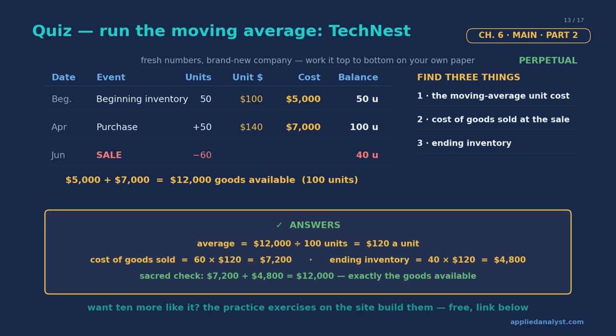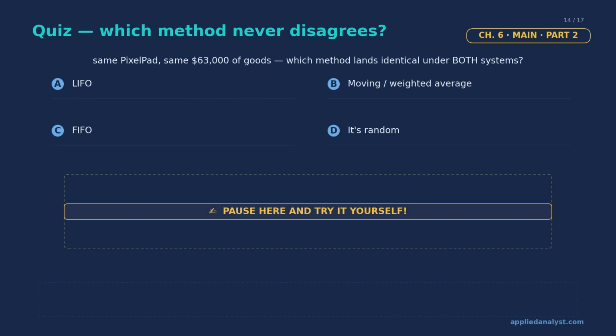Exactly your goods available. My students used to beg me to rerun one of these before every exam. It is the most reliable point on the whole paper. If you nailed all 3, you can run moving average on anything an exam throws at you. And if you want 10 more just like it, the practice exercises on the site build them free. Link below. Last check. Pause and answer.